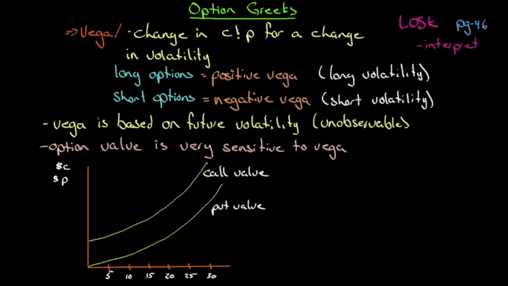What does it measure? The change in the value of options for a change in volatility. If we are long options, we have positive Vega. If we're short options, we have negative Vega. Positive Vega means we're long volatility. Negative Vega means we are short volatility. What does this mean? When volatility increases, option premiums increase. So if we're long a call and volatility increases, the value of the call will simply increase. So we can make money just by being long volatility.